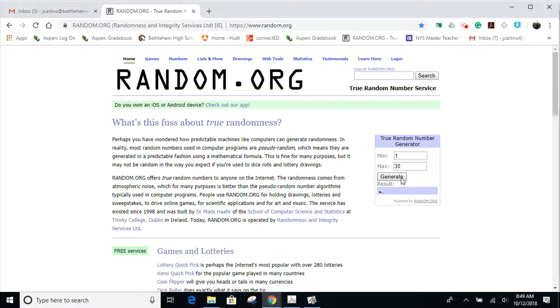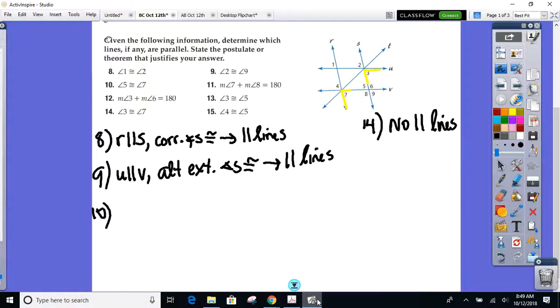Let's start off here. Number 23, what'd you get for 10? R and S, because you had what type of angles? Alternate interior. Okay, I'm just going to save time by just writing down the parallel lines. You had alternate interior angles imply parallel lines. Nice job. Here we go.